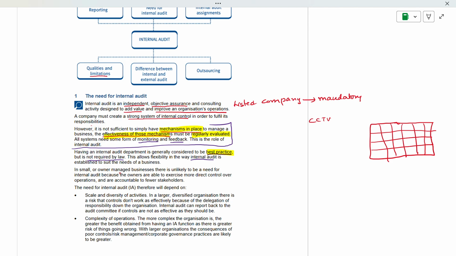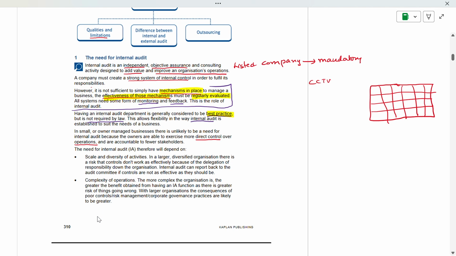In small businesses, is it right? You will not have an internal auditor because owners have more direct control over the operations. Owners have more control, so less need of internal audit. Why is it needed? Scale and diversity.